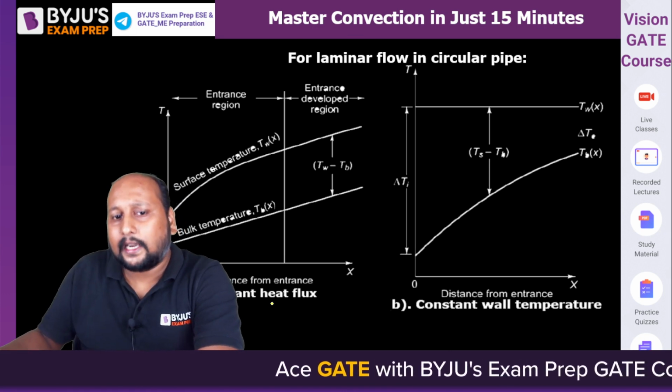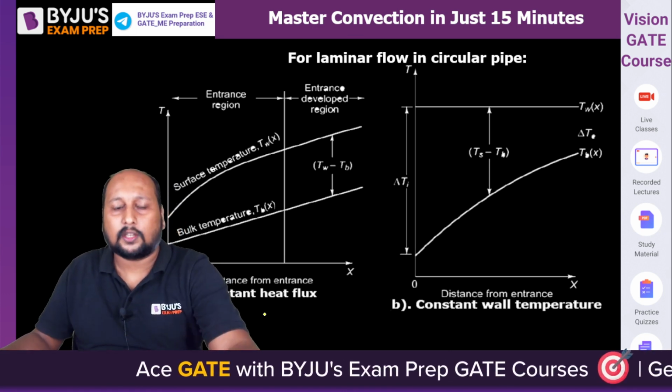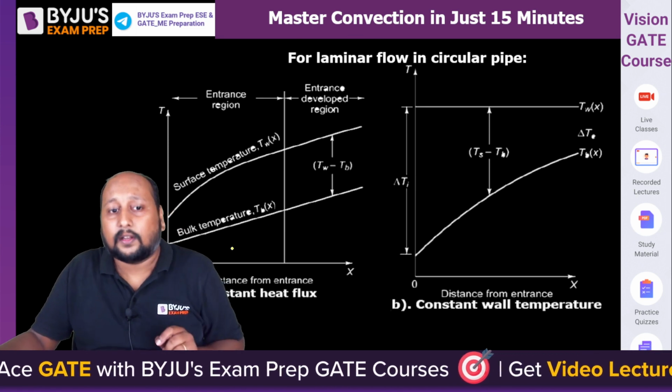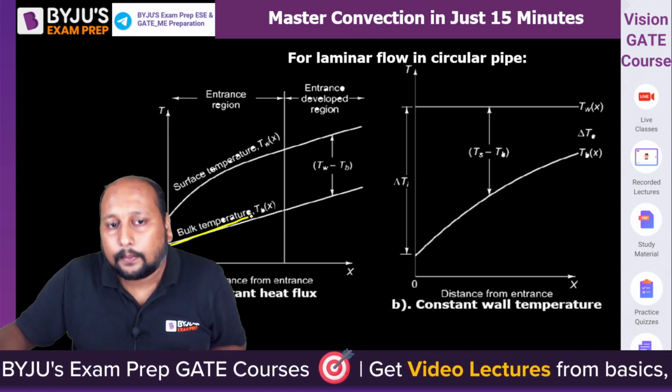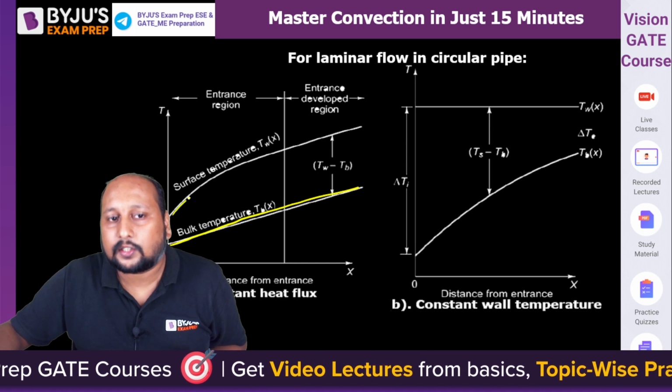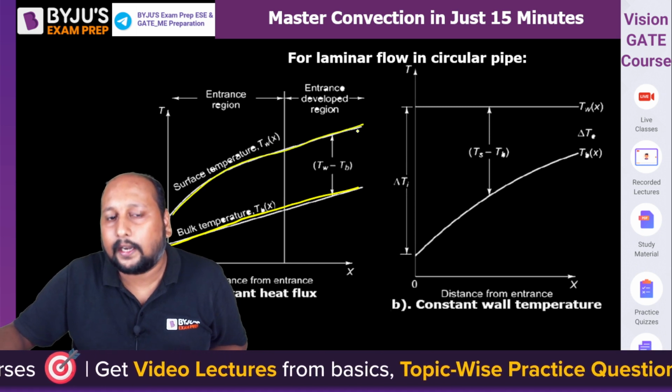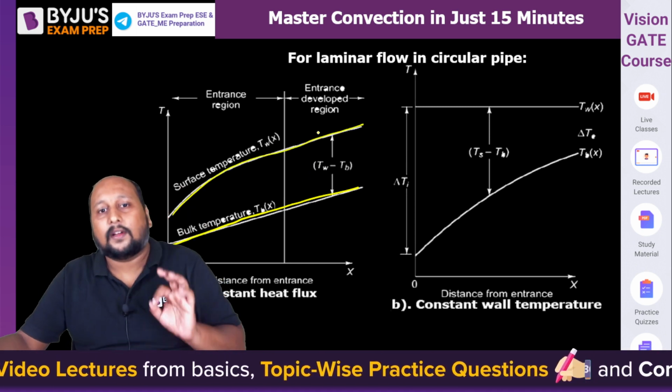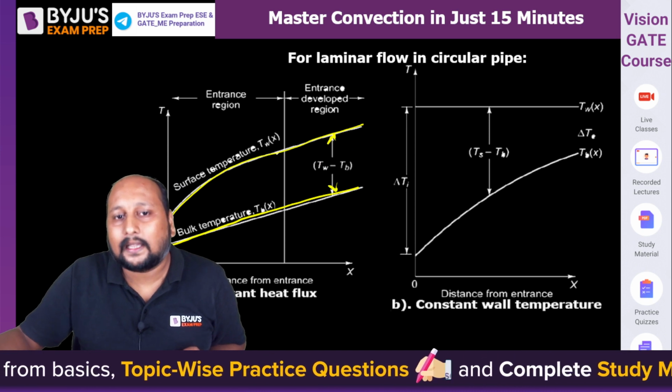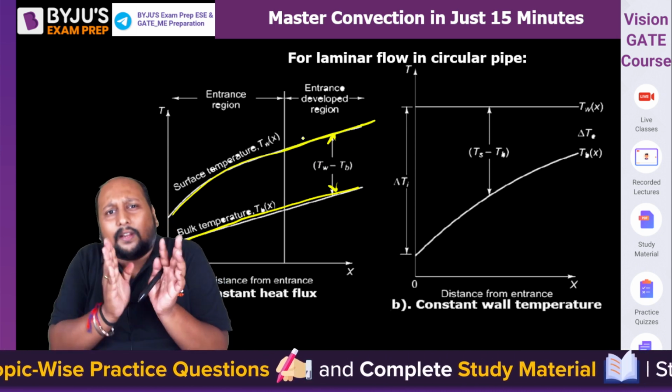If you're having a constant heat flux condition, I hope you are able to see it. Under constant heat flux, we have the bulk temperature and the surface temperature, that is the wall temperature, right? Whenever I'm talking about constant heat flux, the temperature difference will always be maintained. That is the reason we're having a parallel line. Initially, we're having a slight curve.